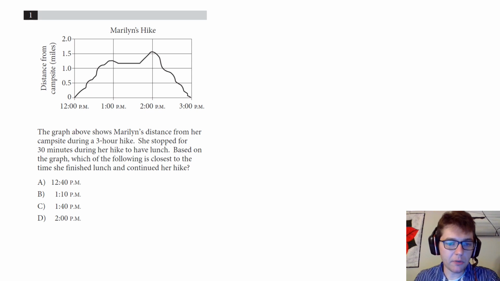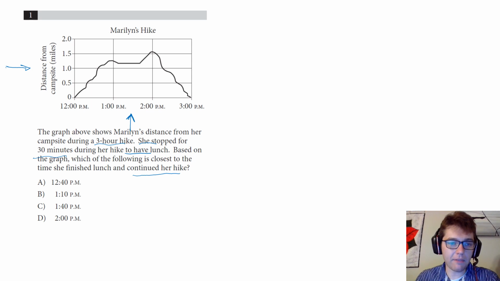Problem 1. The graph above shows Marilyn's distance from her campsite during a 3-hour hike. She stopped for 30 minutes during her hike to have lunch. Based on the graph, which of the following is the closest to the time she finished her lunch and continued her hike? So the graph that they give you up above here has distance on the y-axis, time on the x-axis. So what they're looking for is when did she stop to have lunch and when did that stoppage finish?